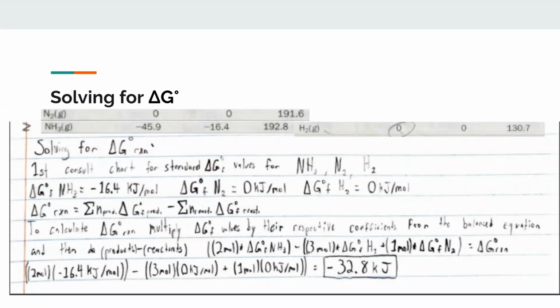So first we need to consult the chart in the textbook for delta G values for ammonia, nitrogen, and hydrogen. The delta G value for NH3 is negative 16.4 kilojoules per mole. The delta G value for N2 and H2 is 0 kilojoules per mole. Now we need to plug those values into the equation shown on the screen. Delta G standard reaction equals the sum of the moles of the products times the delta G of the products minus the sum of the moles of the reactants times the delta G of the reactants. So plugging those into the equation below, you can see on the screen here, it comes out to negative 32.8 kilojoules.